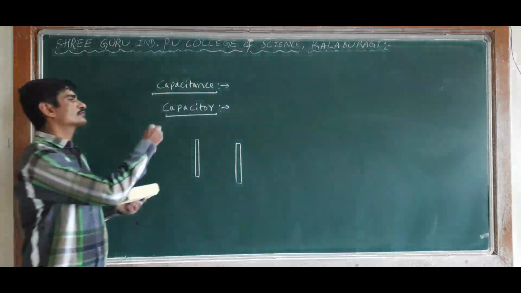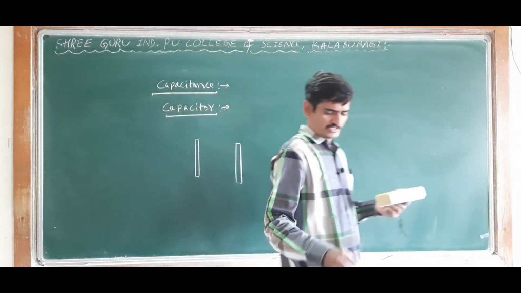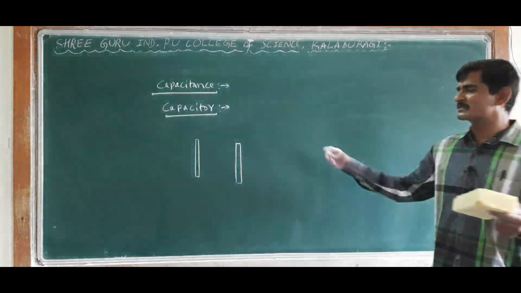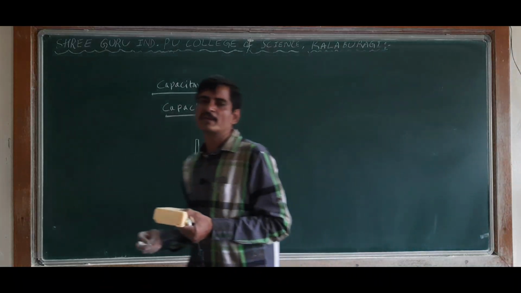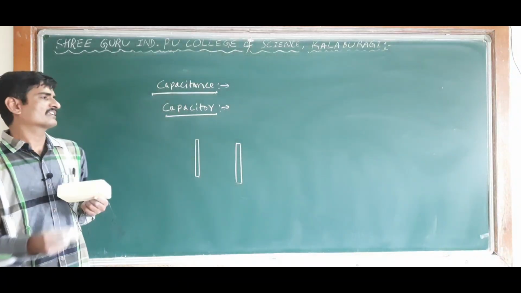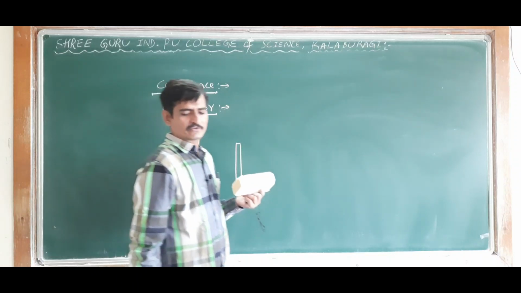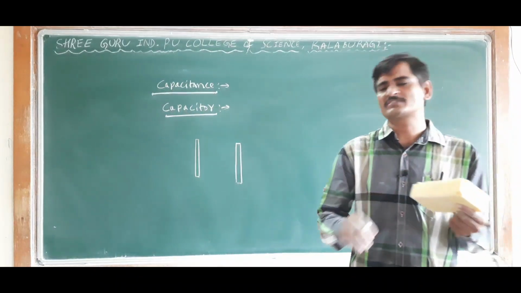And it is used to store a large amount of charge or energy. That arrangement we call a capacitor. In short, a capacitor is a device used to store a large amount of charge. Okay.